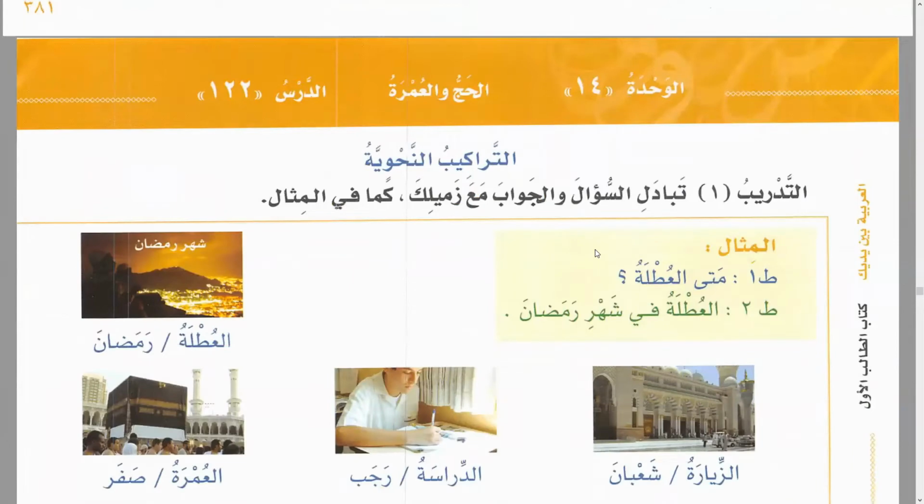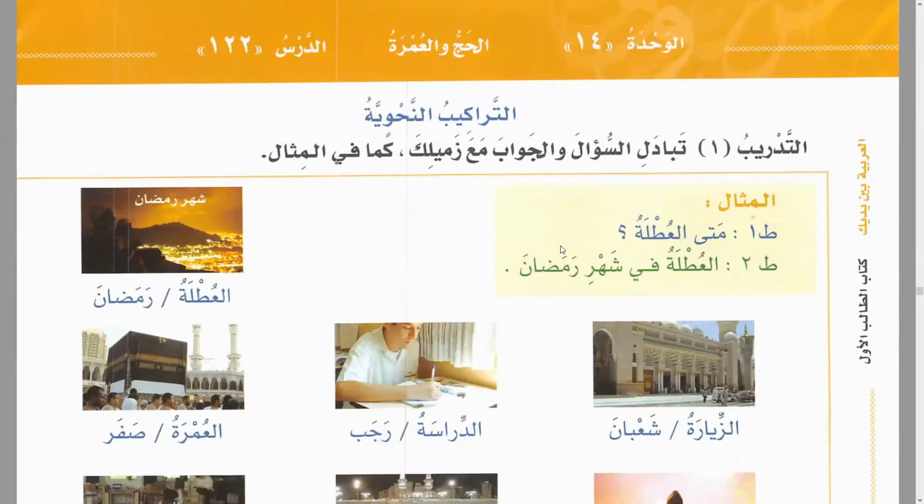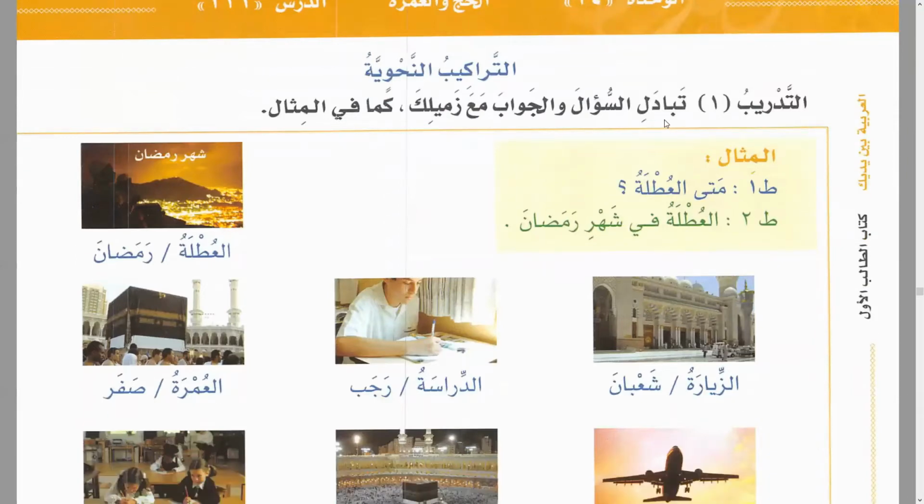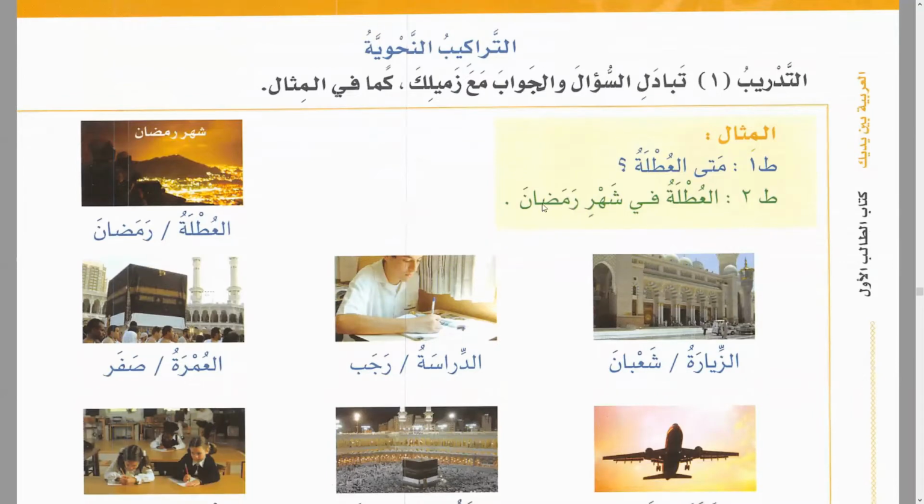Next we have التراكيب النحوية, grammar constructions. First one, متى العطلة. The first is, when is the holiday? Holiday, عطلة. العطلة, when is the holiday? العطلة في شهر رمضان.